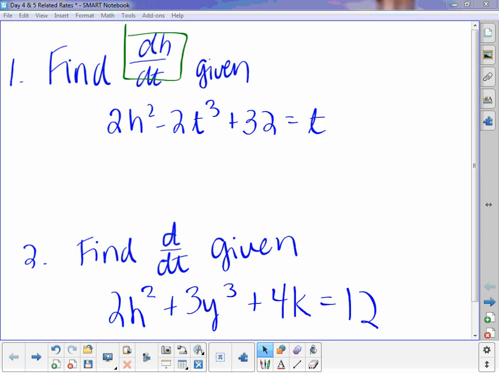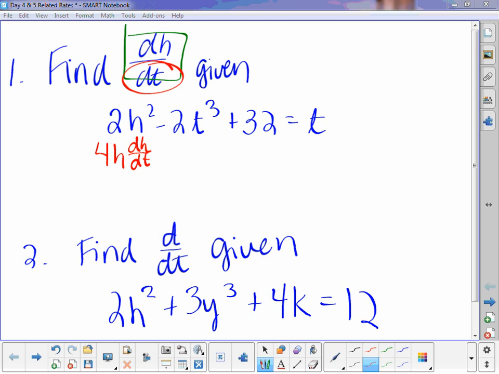Okay, so here we should get 4h dh/dt. So again, we are doing everything with respect to t, so if our variable is not t, we have to write that implicit after. Then here we have minus 6t squared. That was t, so we don't have to worry about writing the implicit after. Derivative of 32 is nothing, and derivative of t is just 1. Are we good with this? Okay. So then our dh/dt, when we solve for it, would be 1 plus 6t squared.